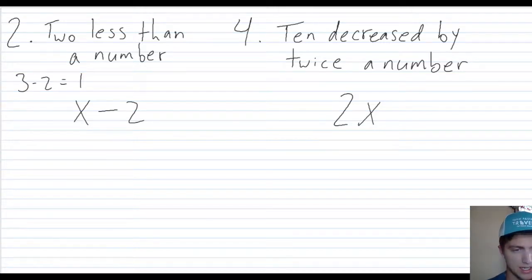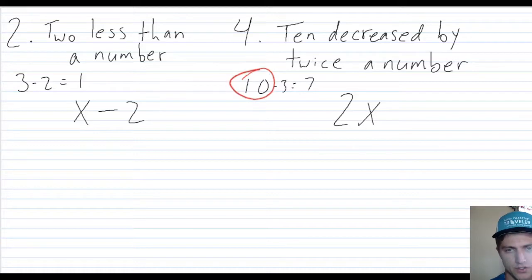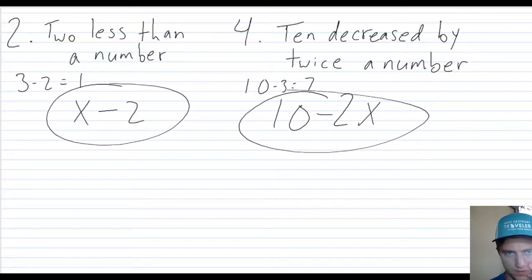10 decreased by twice a number. So let's just say 10 decreased by 3. What's 10 decreased by 3? 7. So how do we set up that problem? 10 decreased by 3 equals 7. So that shows us that 10 goes first, and whatever we're decreasing by comes second. So we can have the same setup right here. 10 decreased by twice a number. There we go. So these word problems, if you're stuck, plug it in with numbers you know how to work with.